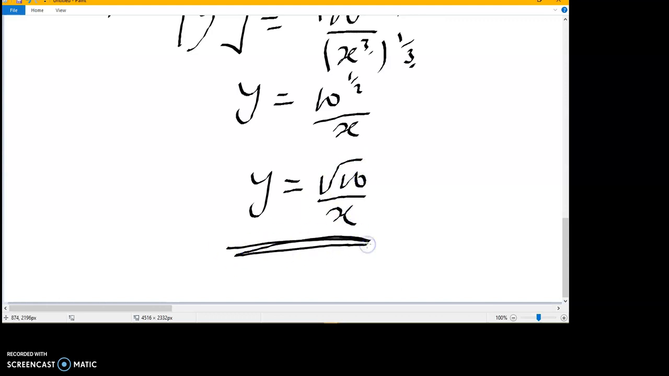So this is how you're supposed to work this problem out. Any questions? Did anyone get this one? Most.